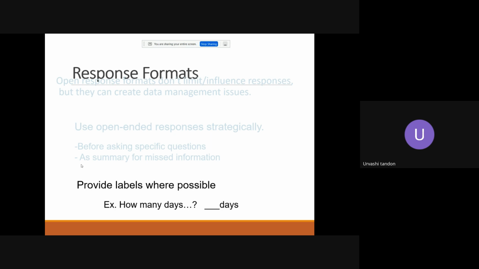And how many, provide labels, how many days, right? So leaving a blank dash is the wrong way. Rather, you give certain labels, you write the label like 5 days, 7 days, or 8 days.